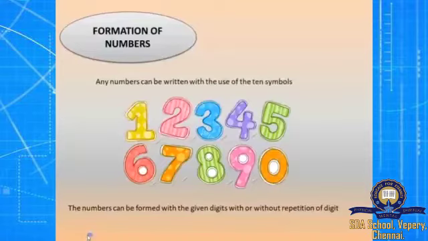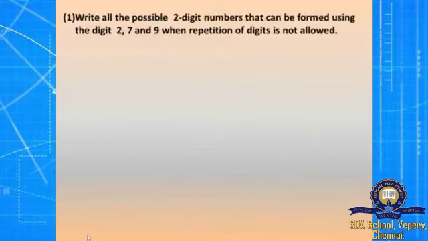Formation of numbers. Any numbers can be written with the use of 10 symbols. The 10 symbols are 1, 2, 3, 4, 5, 6, 7, 8, 9 and 0. The numbers can be formed with the given digits with or without repeating the digit. The first problem is: write all the possible two-digit numbers that can be formed using the digits 2, 7 and 9 when repetition of digit is not allowed.